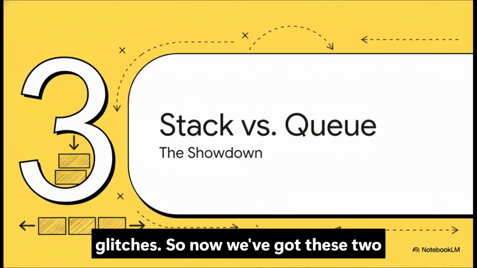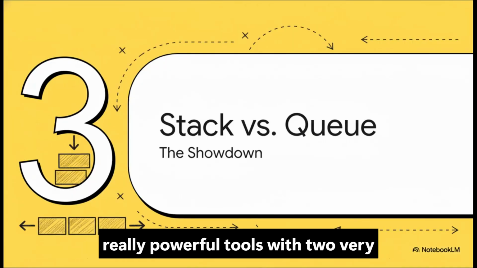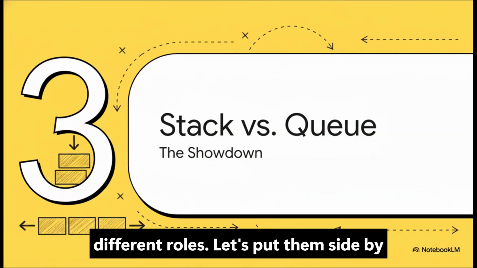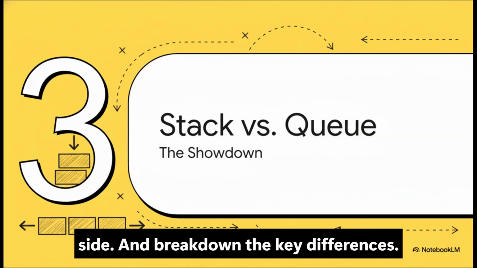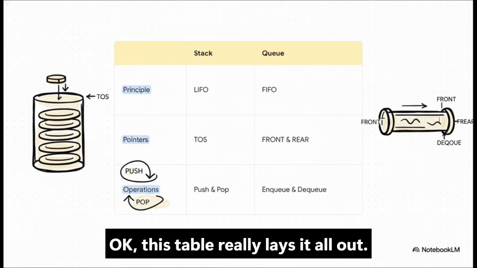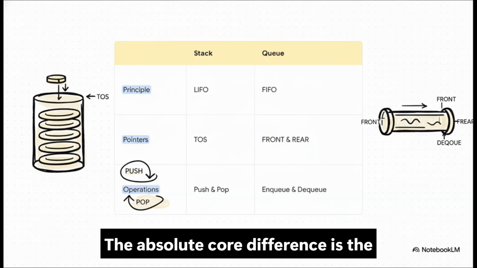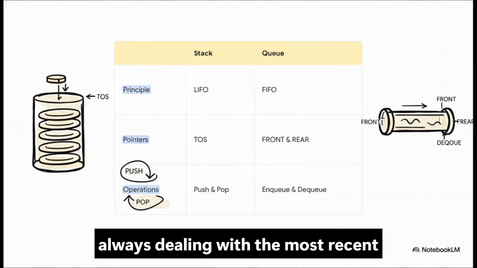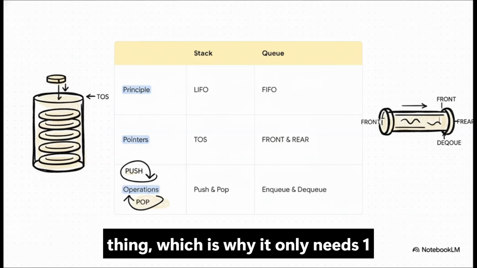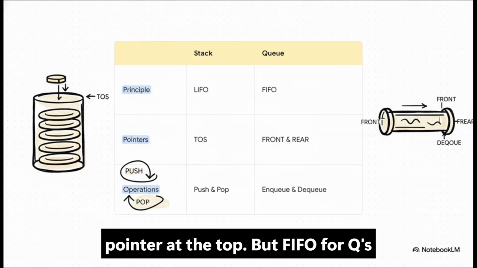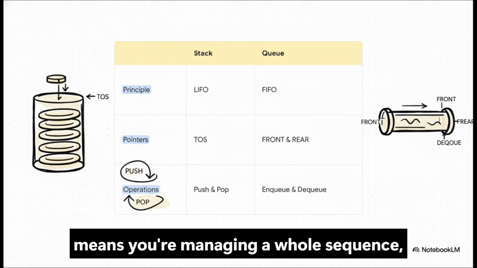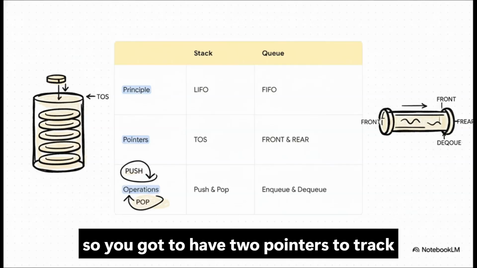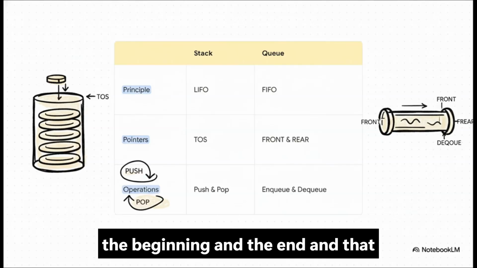So now we've got these two really powerful tools with two very different rules. Let's put them side by side and break down the key differences. Okay, this table really lays it all out. The absolute core difference is the principle. LIFO for stacks means you're always dealing with the most recent thing, which is why it only needs one pointer, the top. But FIFO for queues means you're managing a whole sequence, so you gotta have 2 pointers to track the beginning and the end.